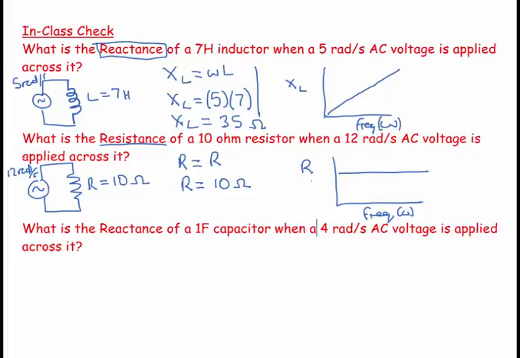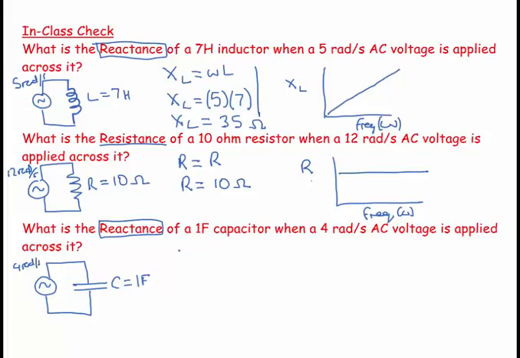And then my third part is, what is the reactance? Again, we're back to reactance now. What is the reactance of a 1 farad capacitor when a 4 radian per second AC voltage is applied across it? So here's my visualization of my circuit. I'm ignoring the fact there really always will be a little bit of resistance, but imagine we only have capacitance. My capacitance equals 1 farad, and then this was 4 radians per second.